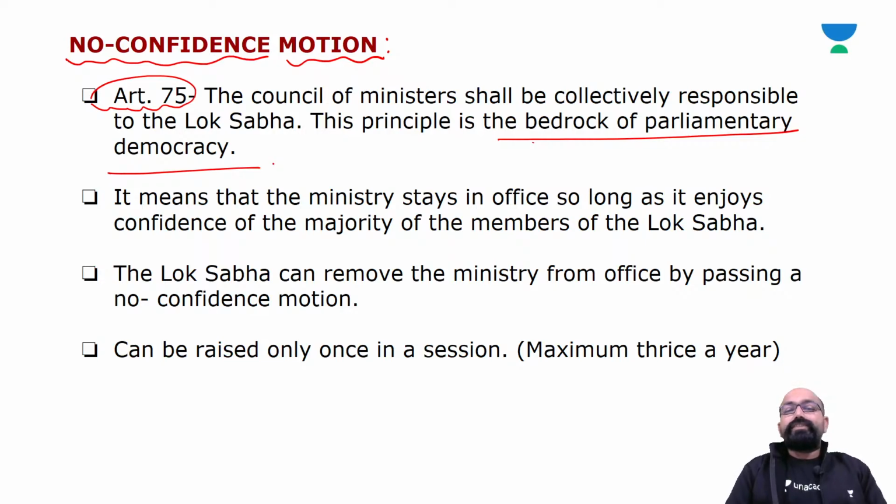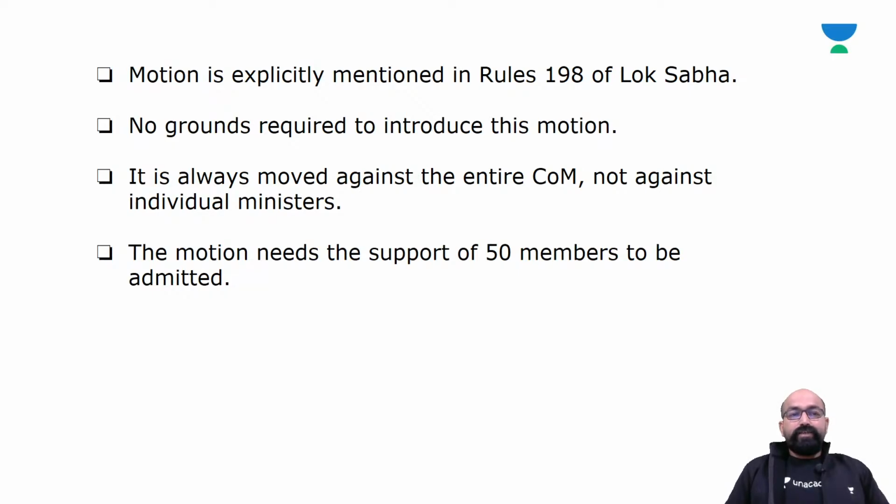It means that the ministry stays in office so long as it enjoys the confidence of the majority of the members of the Lok Sabha, and the Lok Sabha can remove the ministry from office by passing a no confidence motion. It can be raised only once in a session and maximum thrice in a year. It is explicitly mentioned in Rule 198 of the Lok Sabha.